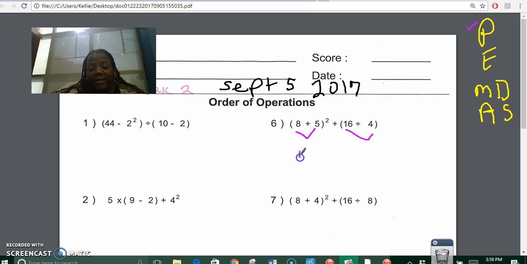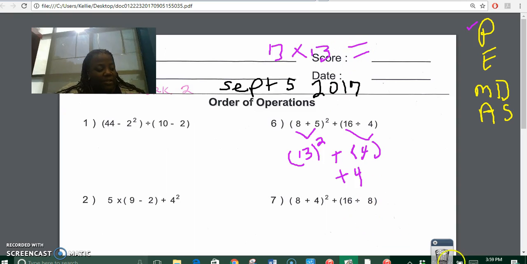I have 8 plus 5, 13. 16 divided by 4 is 4. Now here's the thing. You did the parentheses, but you still have that 2, right? And you can do this if you need to. There it is. There's nothing left in that parentheses, so you know what? We can just bring that 4 down. But however, you have the exponent of 2 right here. So this is really saying what? Not 13 times 2, but rather 13 times 13.